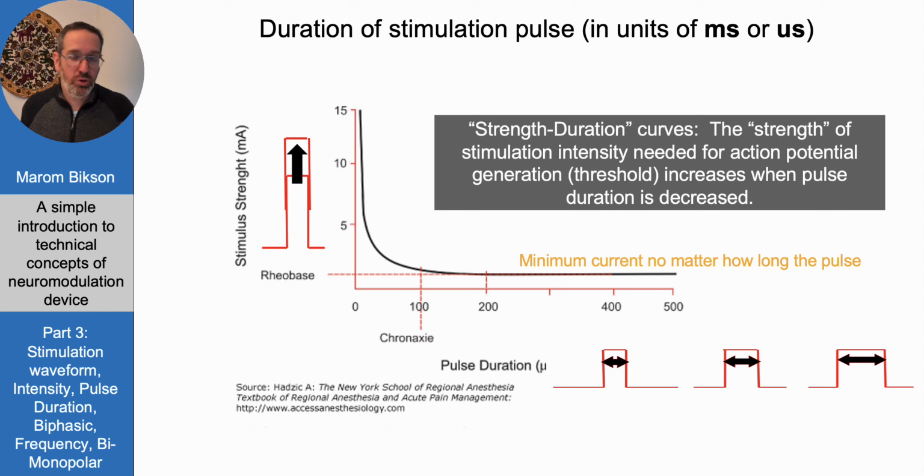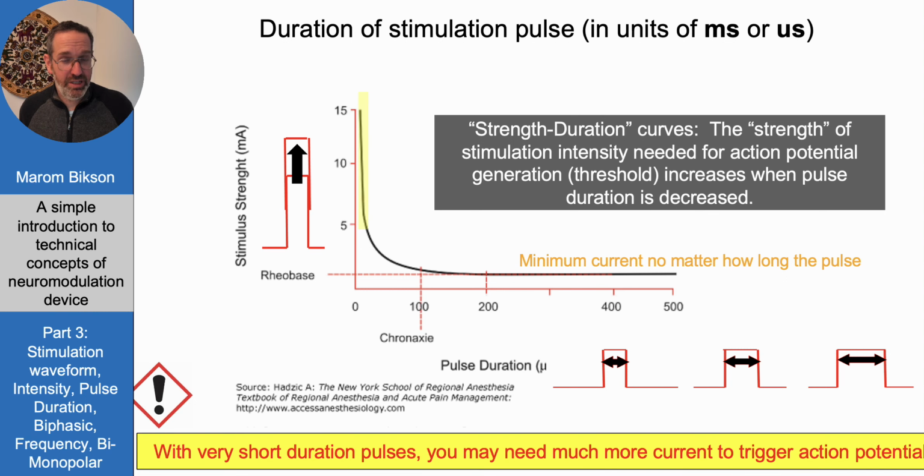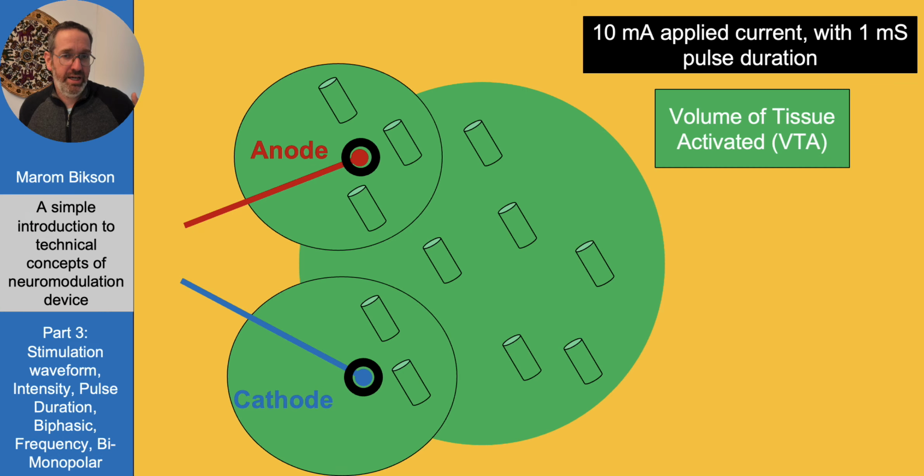You'll hear terms like chronaxie, which is the pulse width at which the threshold doubles. But for the purposes here, the only thing to understand is that as you go to shorter pulses, you need more current to produce action potentials. And in fact, very short pulses don't work. In neuromodulation, you won't see long pulses. You'll see shorter pulses around 100 microseconds, but you won't see 1 microsecond pulses, because that's too much.